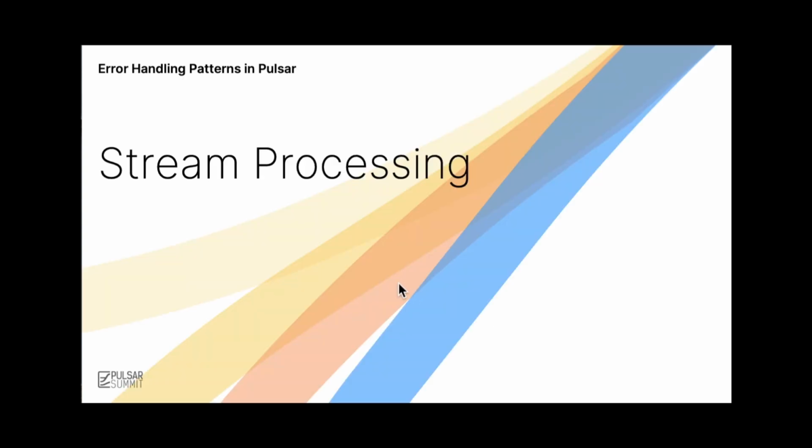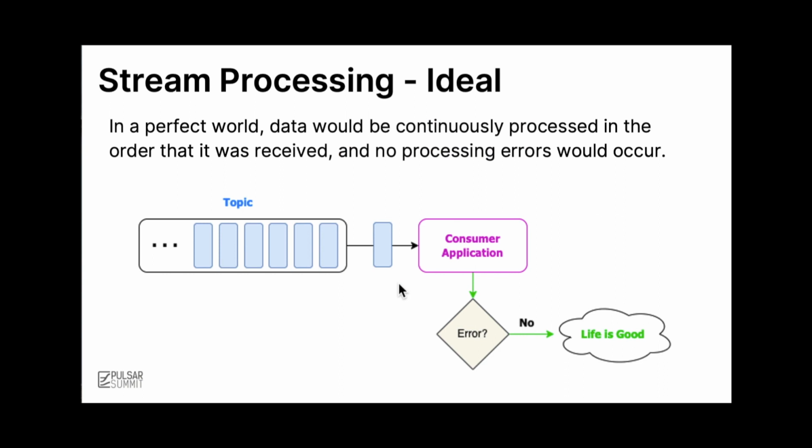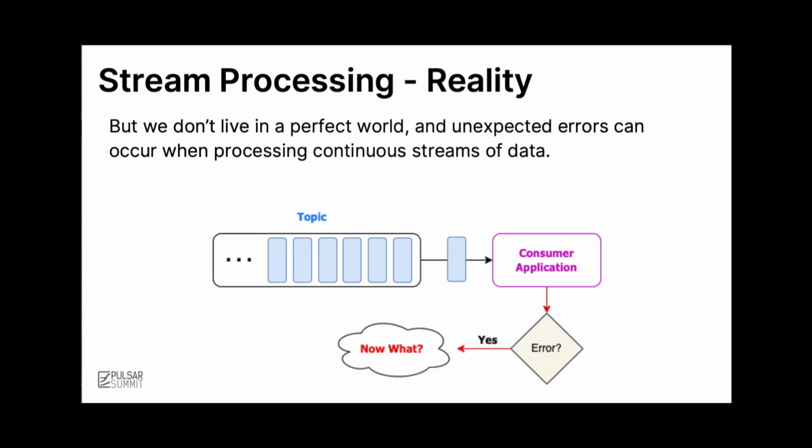So let's begin with stream processing semantics. In an ideal world, stream processing looks something like this. Data is continuously coming into your application. It's being processed in the order that it was received. No processing errors occur, and life is good. Everything's processed exactly once.